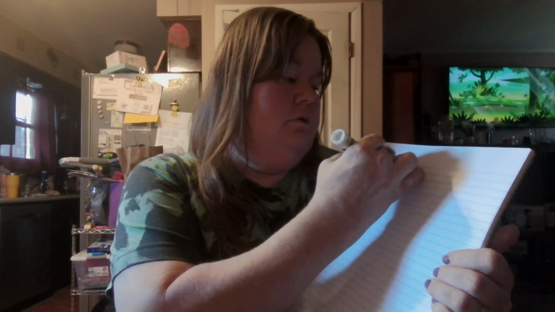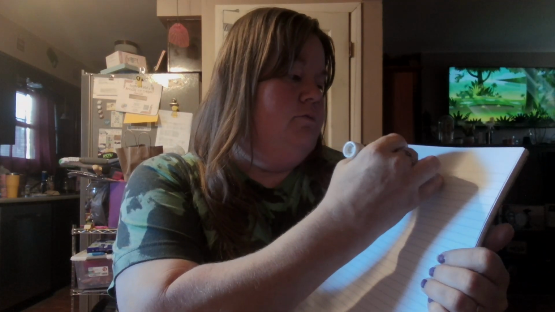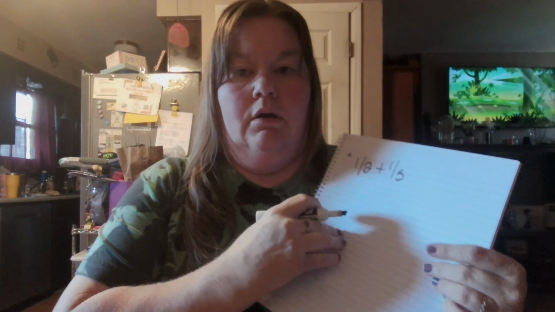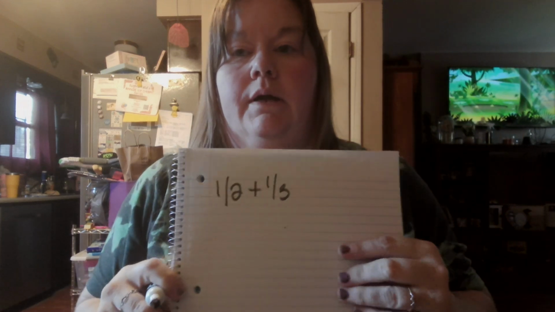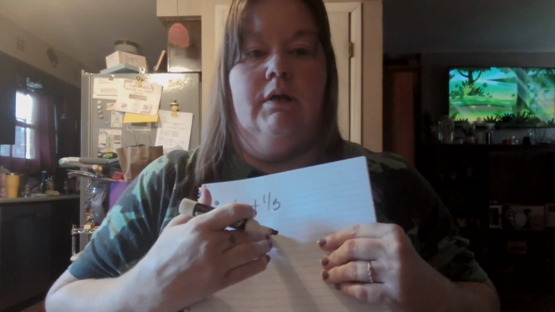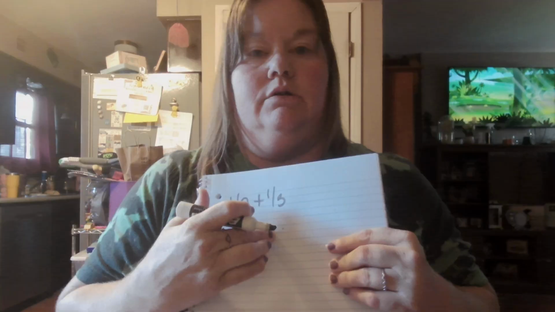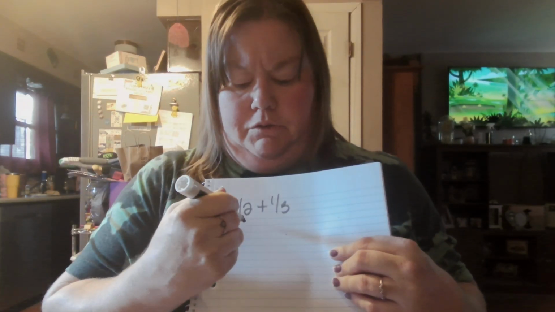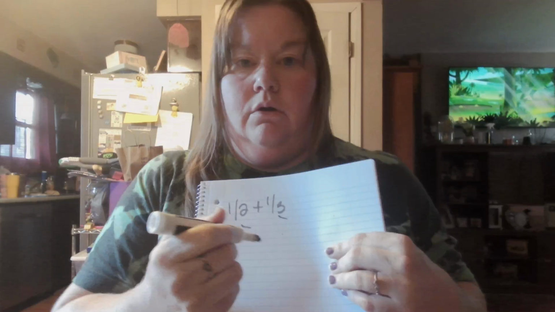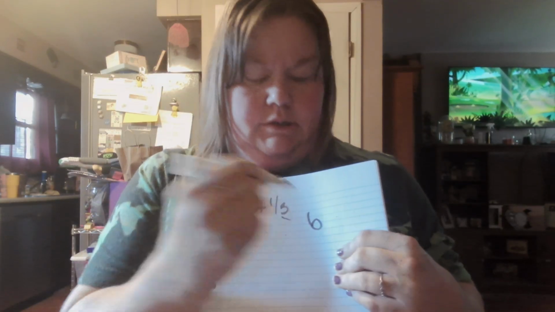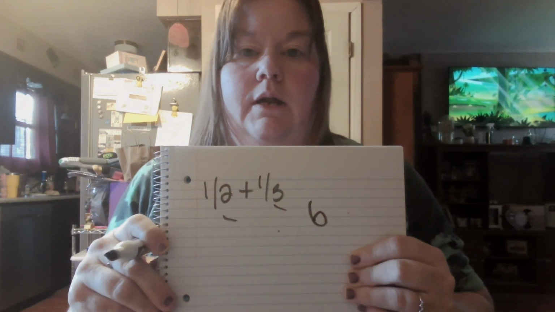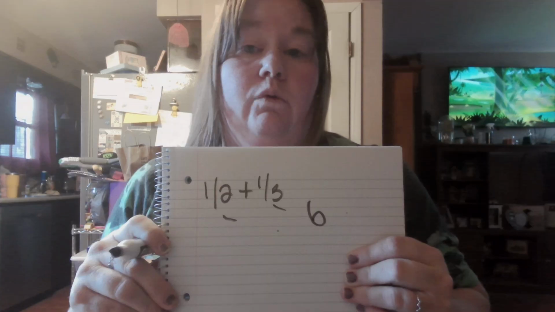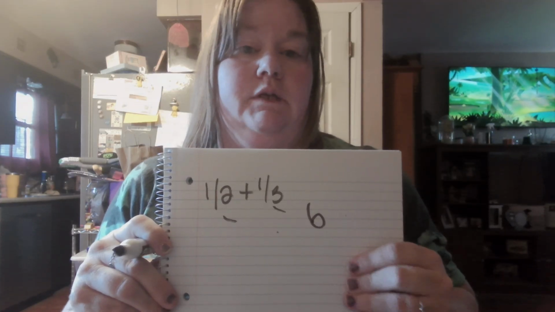So today's problem is 1/2 plus 1/3. The 2 and 3 are different denominators, so we can't just add them. We need to find a common denominator between the 2 and the 3, which would be 6. Now we rewrite each fraction as an equivalent fraction with a denominator of 6.